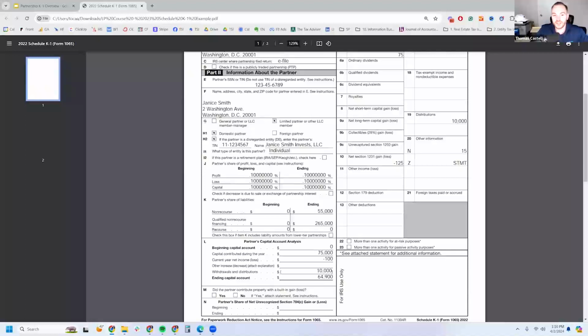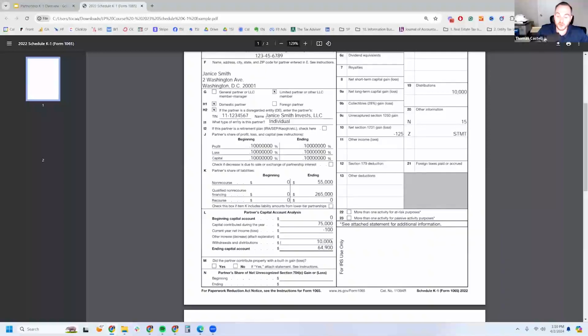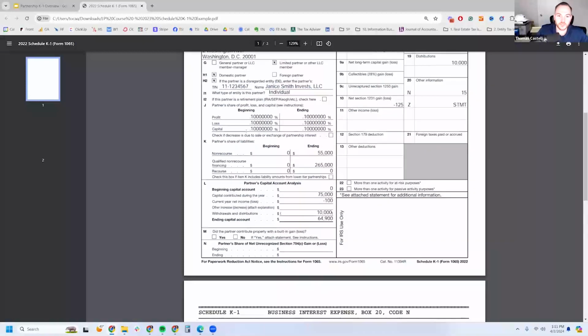And then down in box G, it's going to let you know whether you're a general or a limited partner. For the most part, limited partners are going to check this box over here, or it's going to be checked on your behalf by the partnership. And then it's going to have whether you're a domestic or foreign partner. If you're in the US and you're a US-based taxpayer, it will be checked domestic. And if you are investing through an LLC, it will have some information here about that specific LLC.